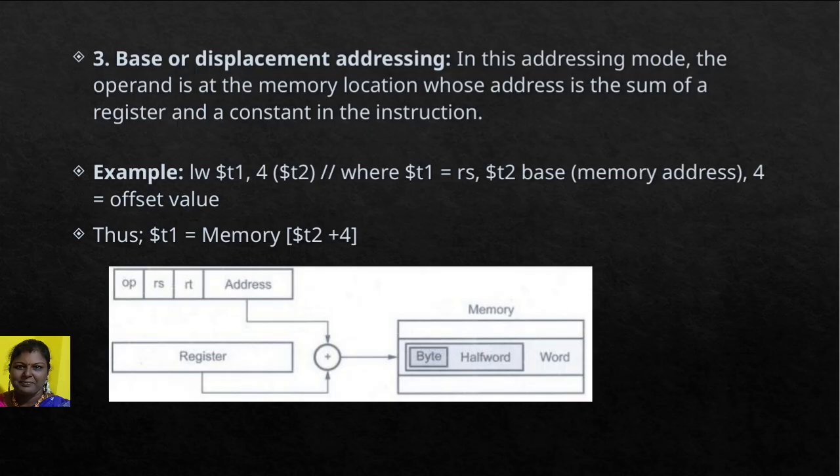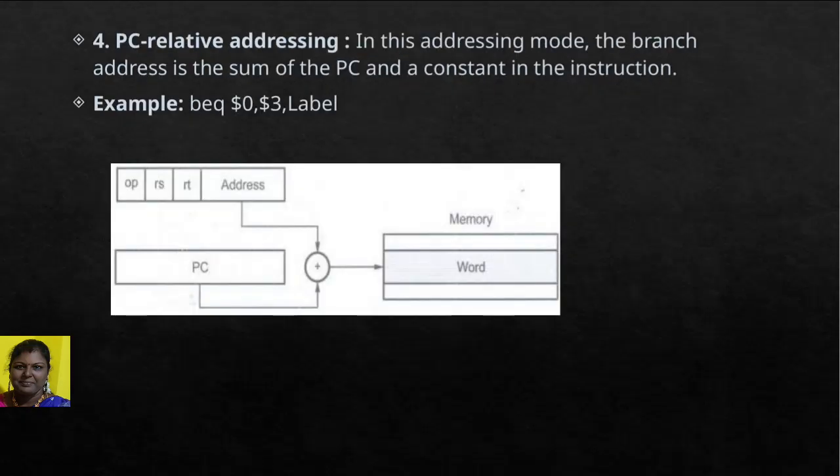Let's talk about PC relative addressing. This mode calculates the branch address by adding a constant value from the instruction to the current program counter, or PC. It's a way to jump to a location relative to where we are now in the code. For example, the instruction beq $0, $3, label means branch if equal, using that relative address to find label. It's a simple but powerful way to control flow efficiently.